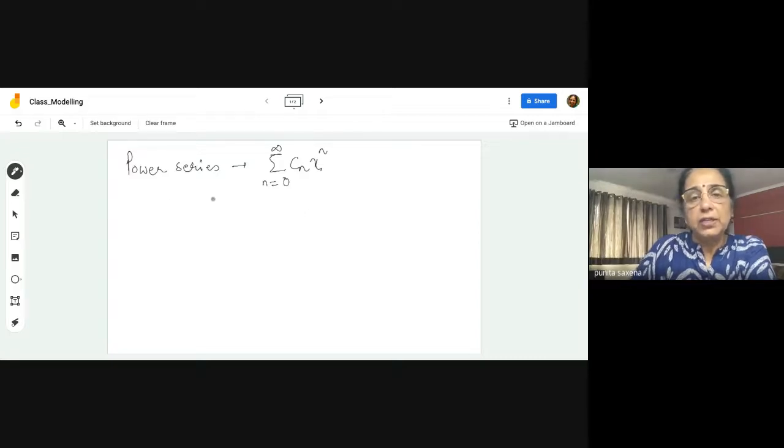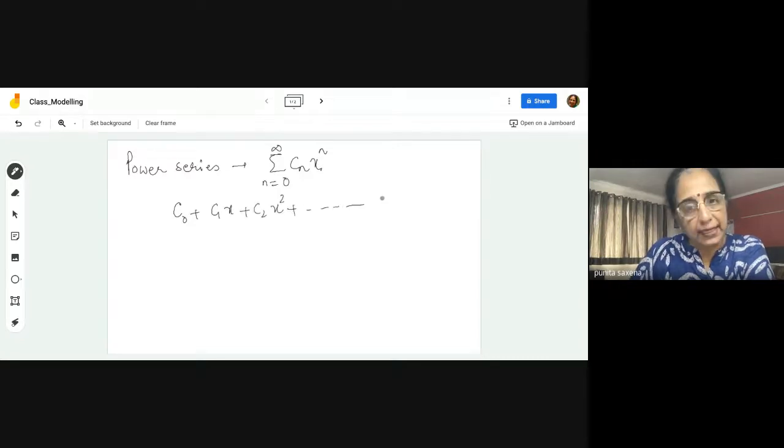And when you expand this series, you get terms like C0 plus C1x plus C2x square and so on and so forth. It's an infinite series, right? So all these C0, C1, C2, they are all coefficients in this infinite series and they are constants. So we are assuming that they're real numbers right now, okay?